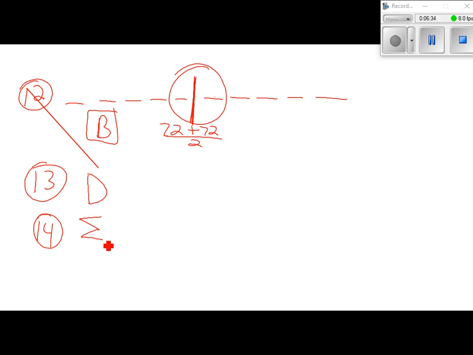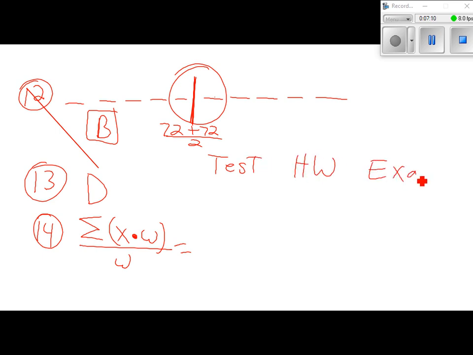You take the score, which is our x's, times the weighted percentage. And we're going to add all of those up. Then we're going to divide by the total weight, which is just going to be 100%. This is how your grade for this class is done. This is a harder way to look at it. All you really gotta do is, we're going to have our test average, our homework average, and our exam average, and then add all of those up.